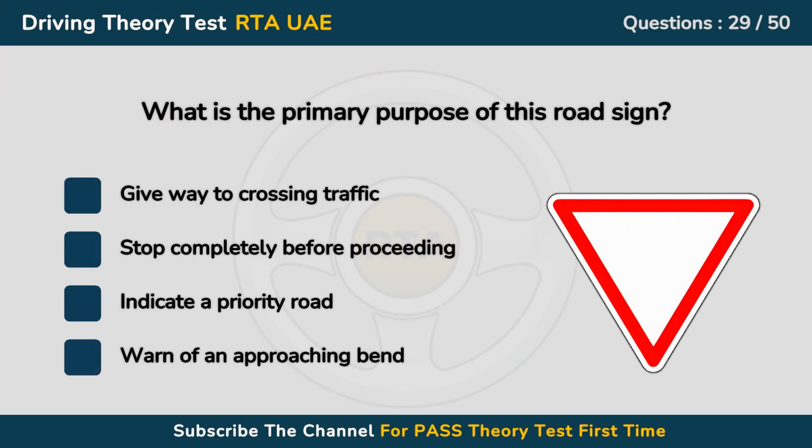Question 29. What is the primary purpose of this road sign? A. Give way to crossing traffic. B. Stop completely before proceeding. C. Indicate a priority road. D. Warn of an approaching bend.